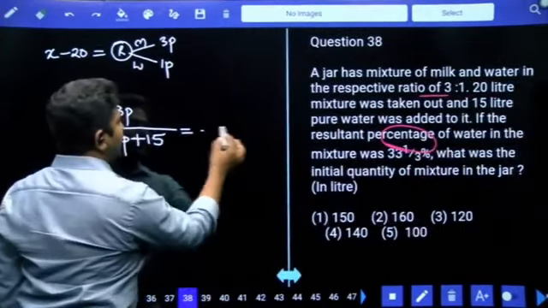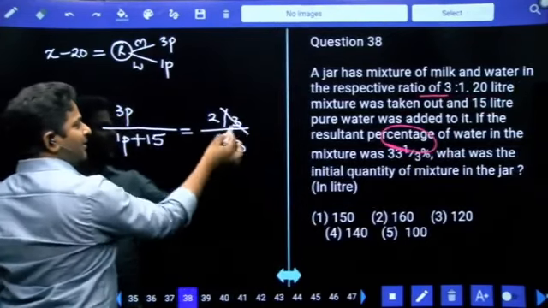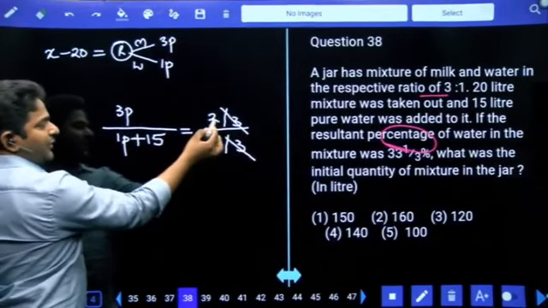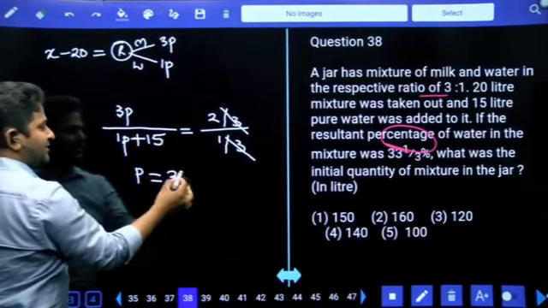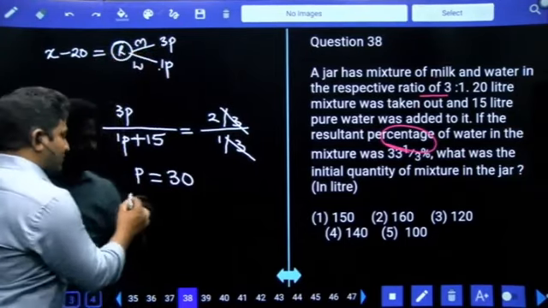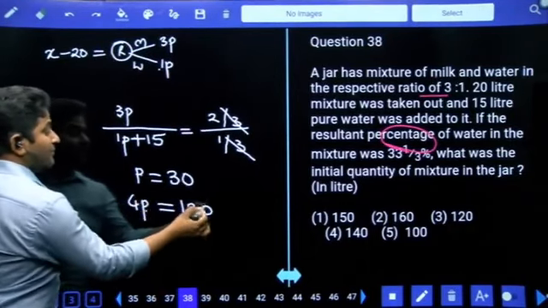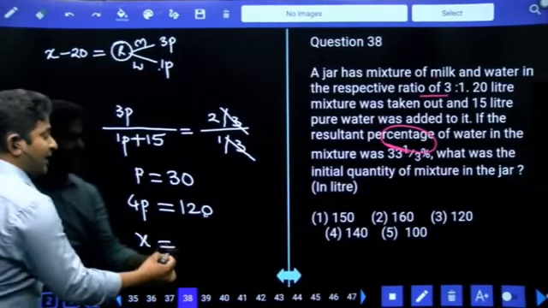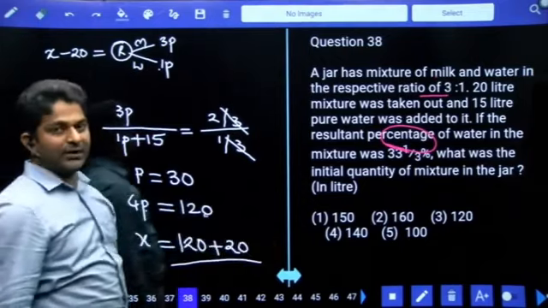If water quantity is equal to 1/3, remaining 2/3 goes to milk only. 3 gets cancelled here. Now 1 into 3 parts, 1 part plus 15 into 2. 2 parts and 3 parts, difference is 1 part, which is equal to 15 into 2, that is 30. Now milk and water together, that is equal to 3 parts plus 1 part, which is equal to 4 parts, that is 30 into 4, 120. But this quantity is after taking out 20 liters. From this, if you want to calculate X value, that is 120 plus 20, answer is 140.